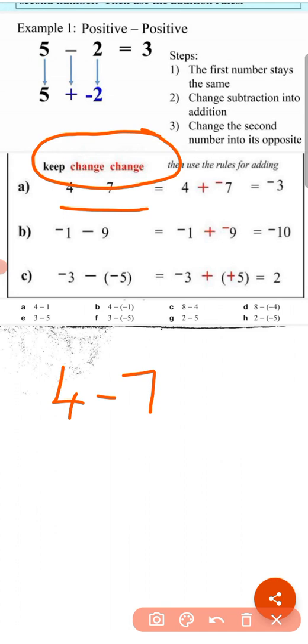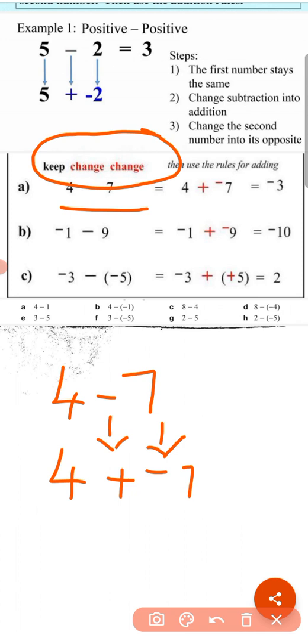Keep, change, change means keep the first number same, then change subtraction into addition, then change the second number to its additive inverse. Okay. 4 minus 7. Keep 4 same. Then subtraction becomes addition. Then positive 7 becomes negative 7.